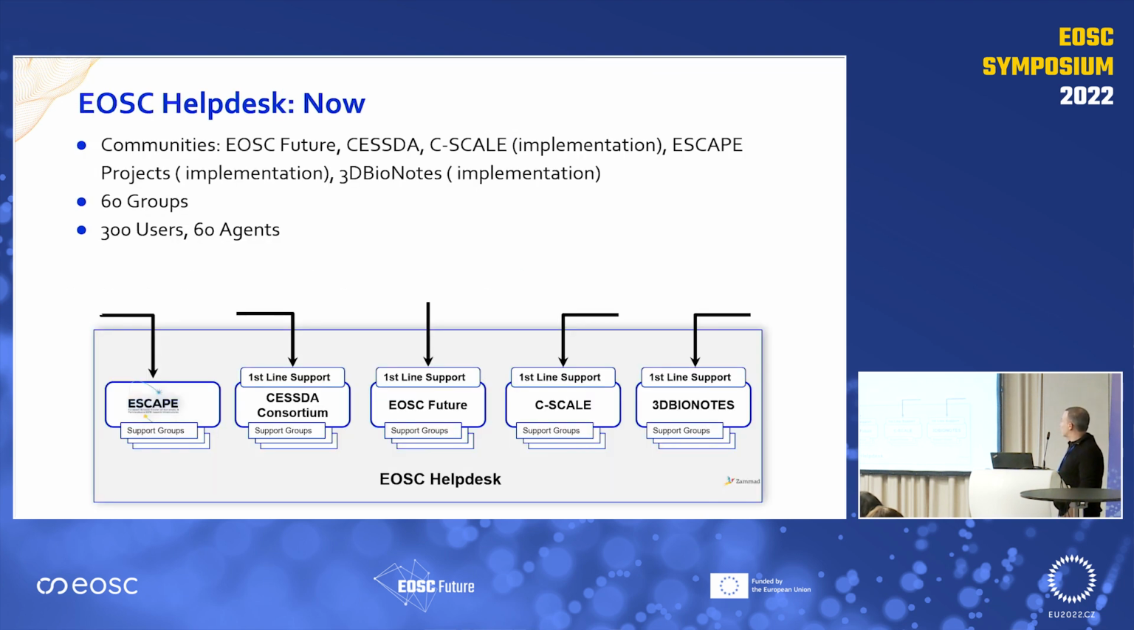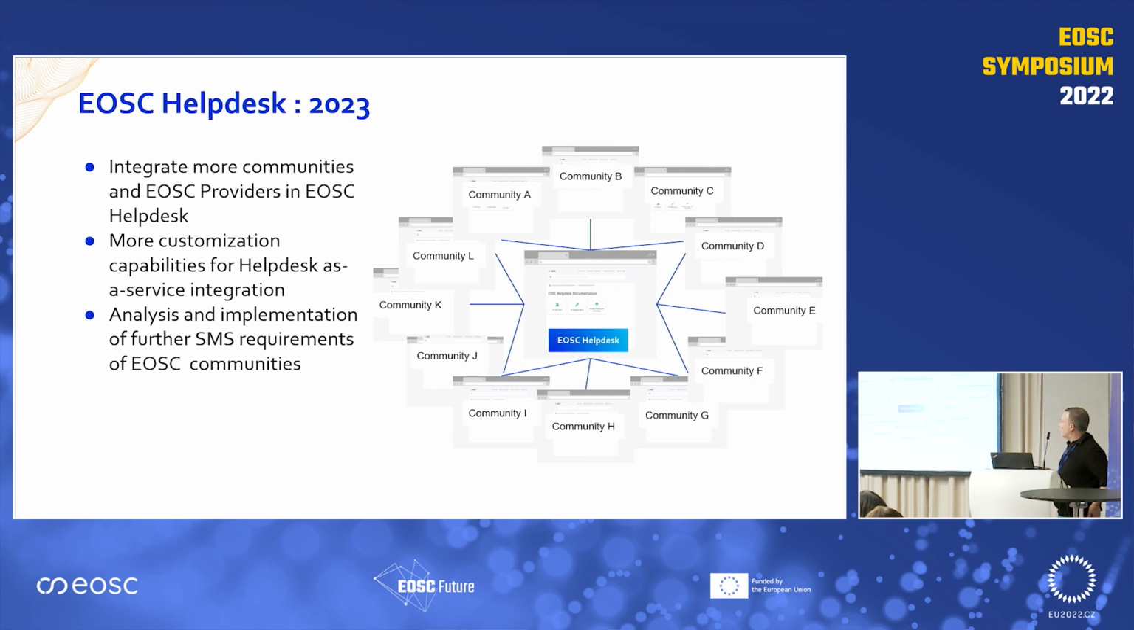And this also shows that currently we have multiple communities integrated in the help desk. We have 300 users and 60 agents, and as next steps we will integrate more communities, provide more customization capabilities, and also, with the goal to implement a distributed system of support channels across the EOSC. Three minutes. That's it. I finished.